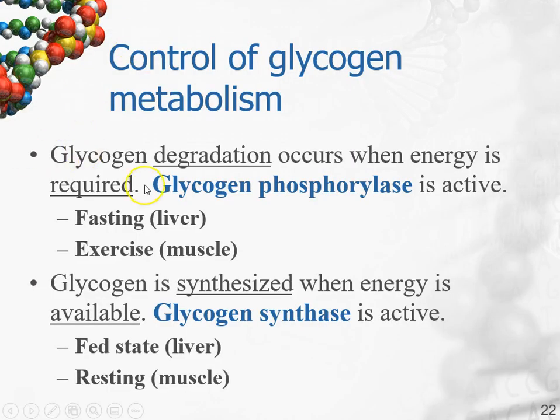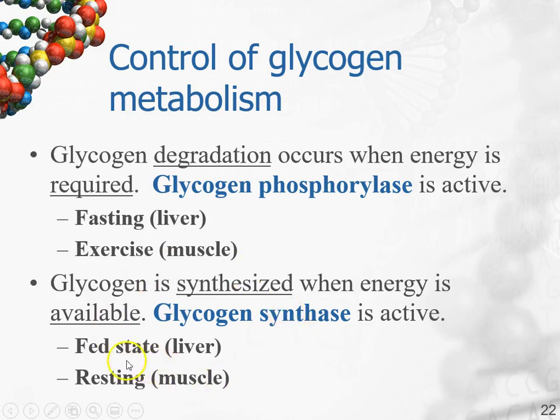Okay, so we need to put this into a physiological context. So when energy is required, remember, think of the 2 places where we have glycogen. We have it in the liver and we have it in the muscle. So we want to break down glycogen when we're fasting because the liver will give the blood glucose when it's needed. We also need to break down glycogen when we're exercising. So in both of these cases, we're going to want glycogen phosphorylase to be active.